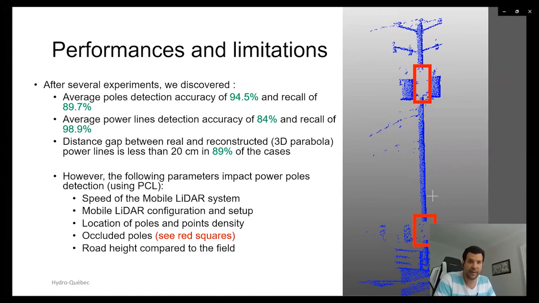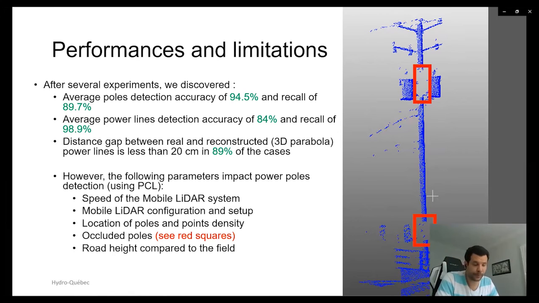So when we detect a line, we are really sure it's a good one because, as I said, it's between two poles. And also the distance between our model parabola, our 3D parabola, and the real overhead power line is an average of 20 centimeters, which is this far.